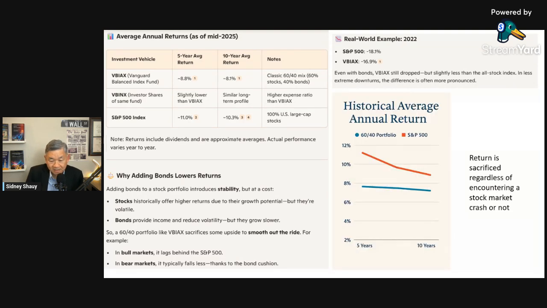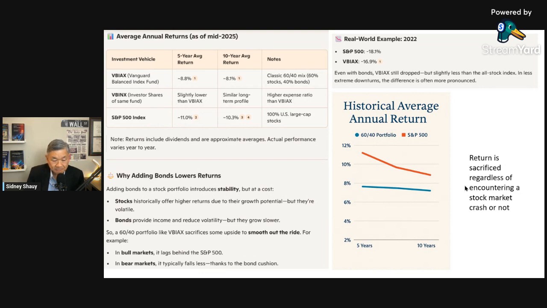Okay. So here's another illustration: the 60/40 portfolio, and the S&P 500 is straight. So return is sacrificed regardless of encountering a stock market crash or not. Even if, let's assume, during a period you didn't have any stock market crash or bear market, you're still paying for the cost of hedging. So it's like constant hedging.